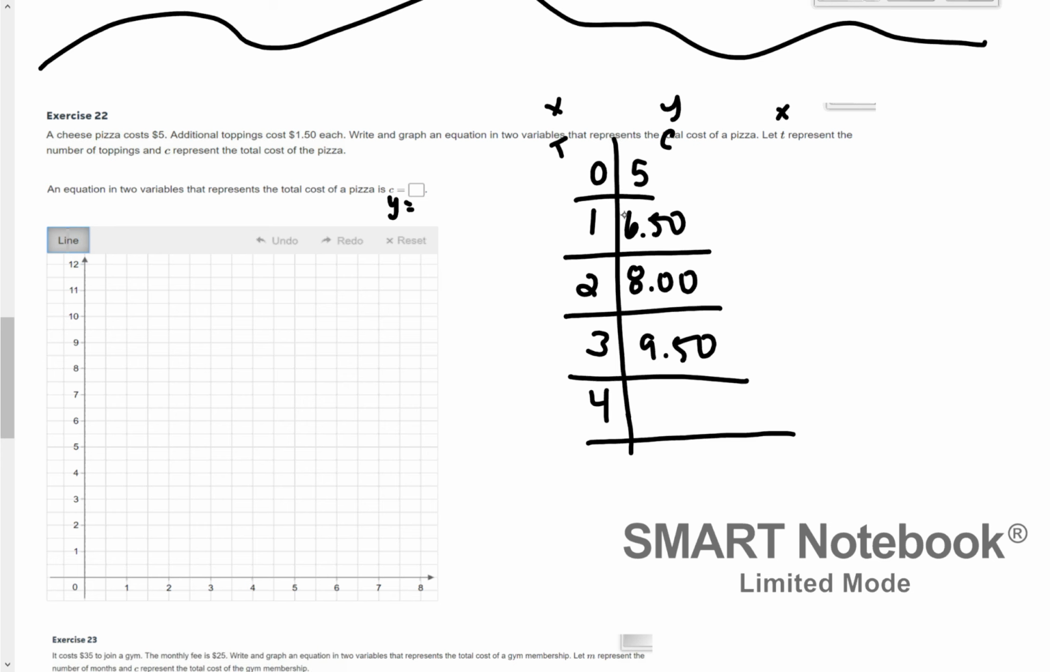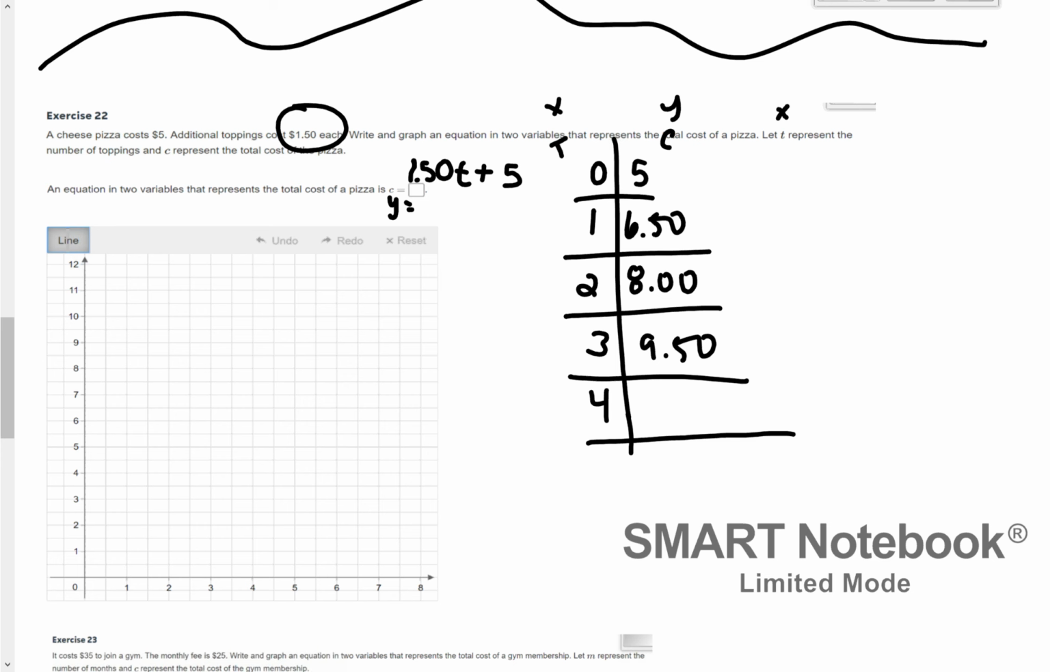So our equation, what are we doing to our toppings to get our cost? Well, we are multiplying the number of toppings we get by the cost for each topping. So we're taking C equals $1.50 times the number of toppings we get, which is T, a lowercase t. And then we have to add what we're paying for that pizza no matter how many toppings we get. So it'd be C, the cost, equals $1.50 times the number of toppings plus 5.